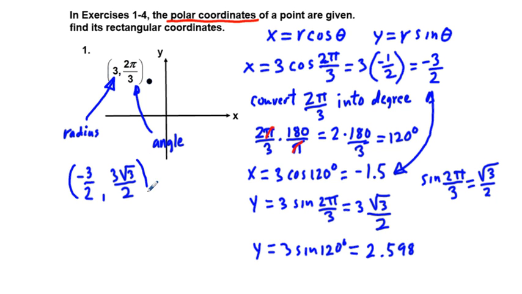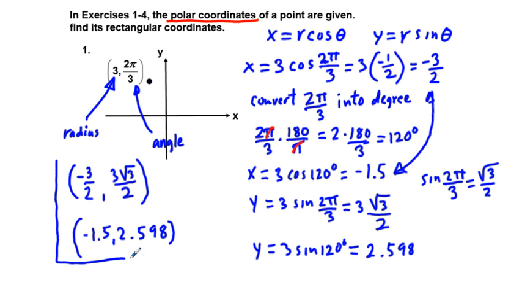So that's just one way of doing it. And using degrees, we had negative 1.5, comma, 2.598. And these really are equivalent. The one on top is the exact value. The one on bottom is not exact, but very good.